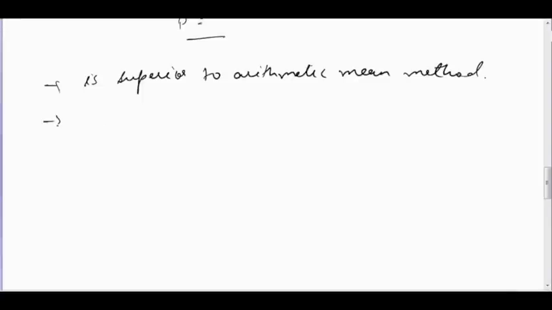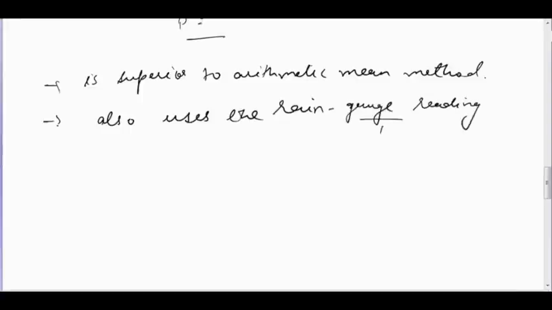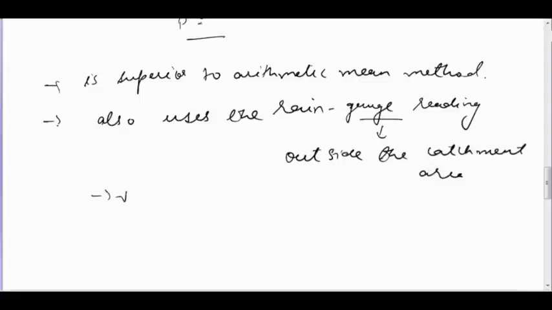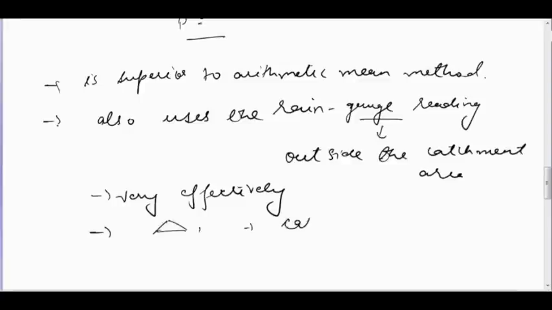And this method also uses the rain gauge readings that are installed outside the catchment area. Outside the catchment area. So they use the reading of all those rain gauges also very effectively. And once you have formed the network of triangles and polygons, then calculation here in the Thiessen Polygon method becomes very easy. Calculation becomes easy. Okay.